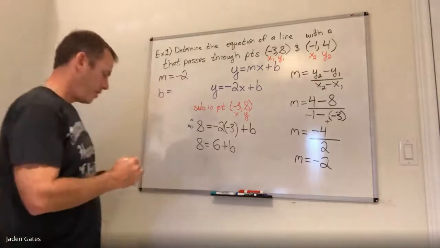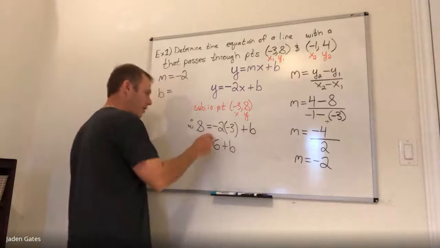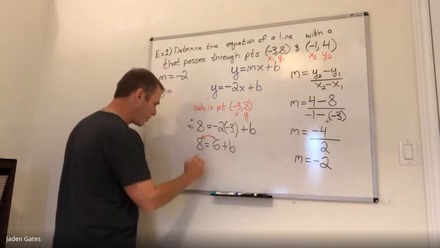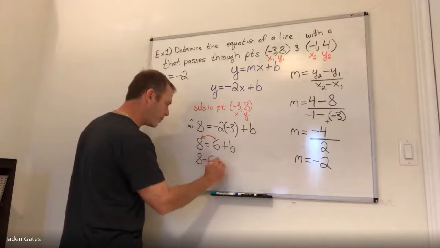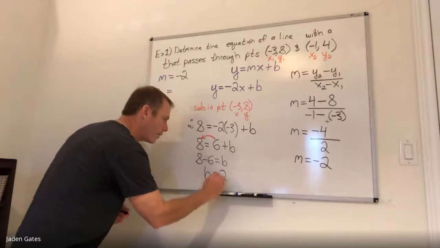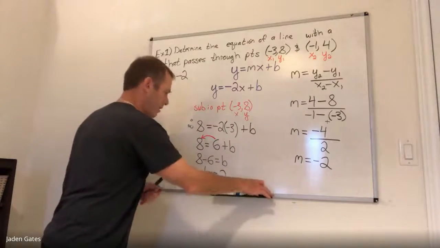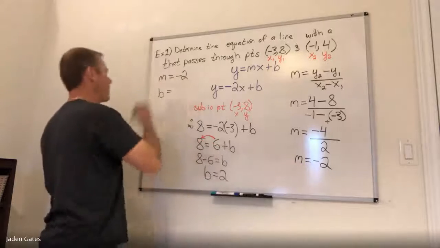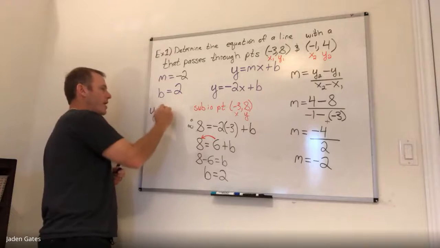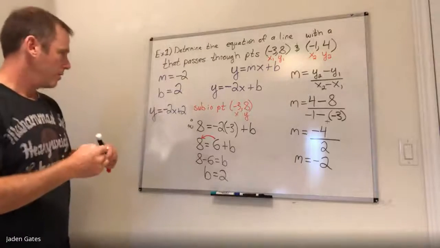6, plus b. All right, and again, to solve for b, I'm going to move this 6 over to the other side. When it changes sides, it changes sign. So I have 8 minus 6 equals b. And it looks like my b value is 2. And so the equation of this line, I've got my slope is negative 2, my y-intercept is 2, and so the equation is going to be y equals negative 2x plus 2. And that's how we do it.